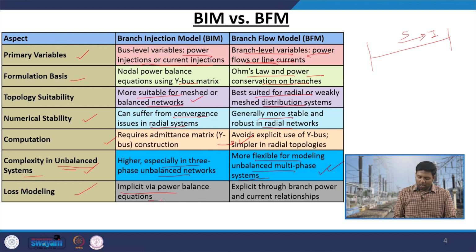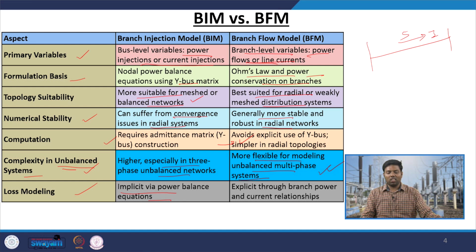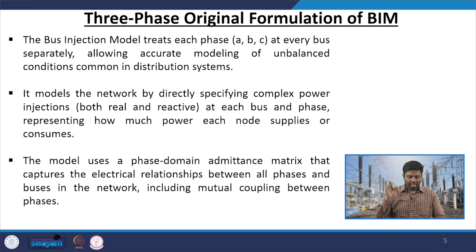For loss modeling as well, the bus injection model inherently takes the bus injection values, which already include the losses, whereas in the branch flow model we take the losses explicitly when we consider the power flows in the line. We will see all these things one by one.